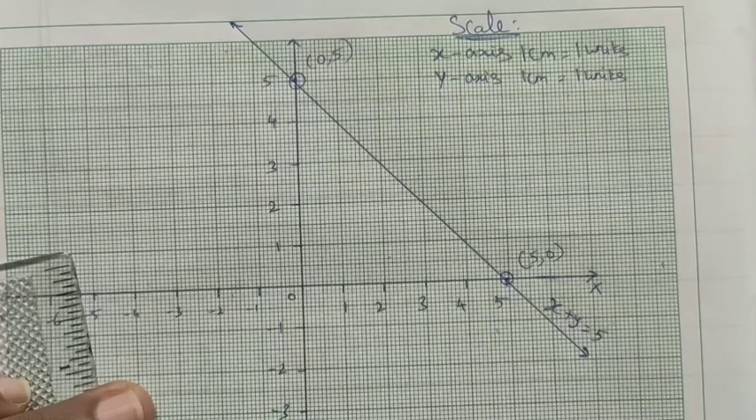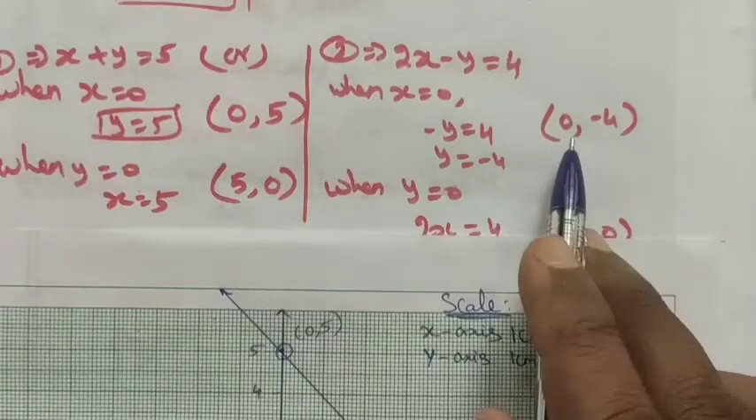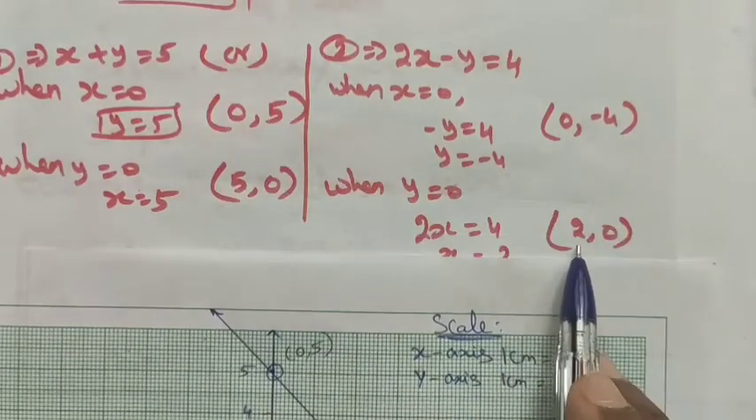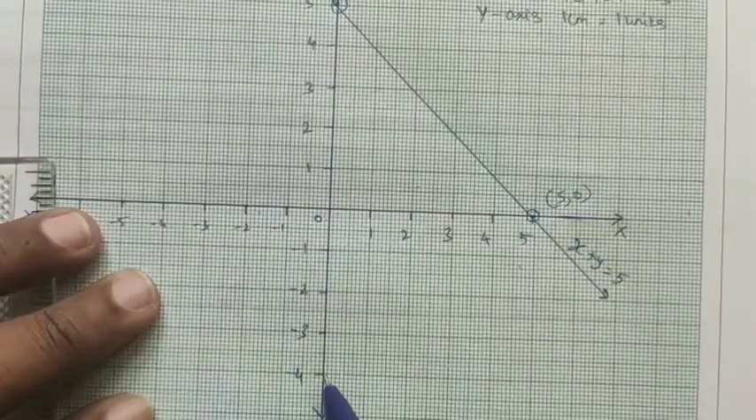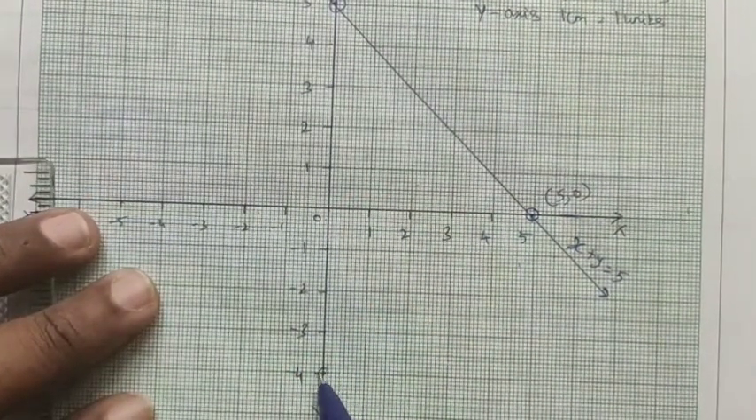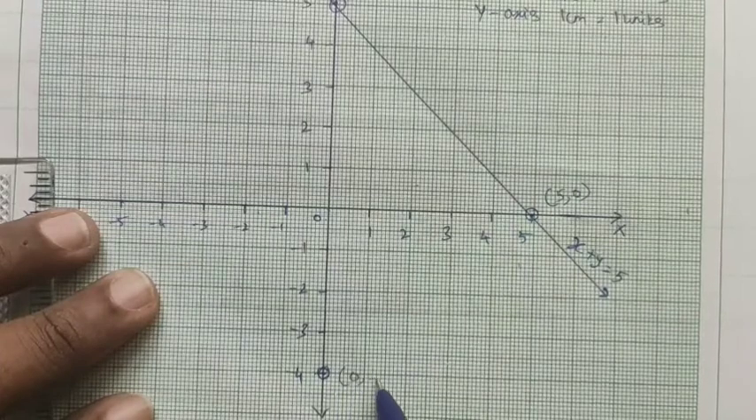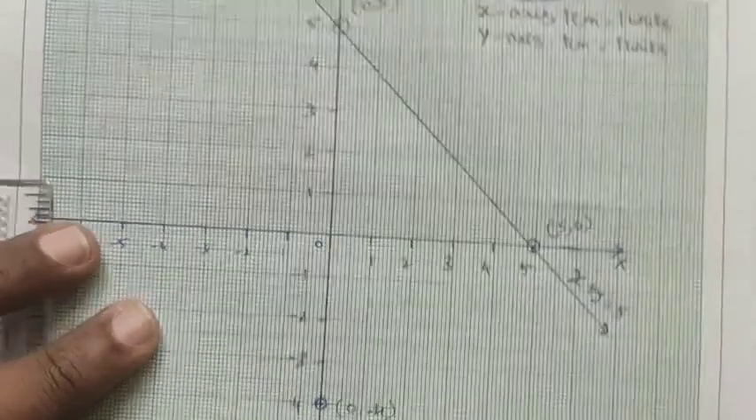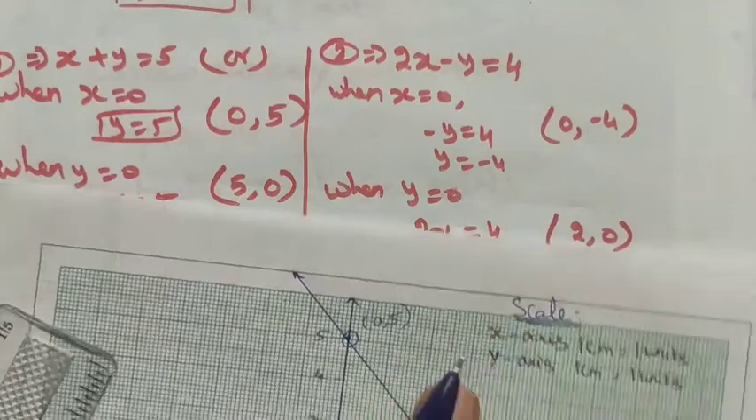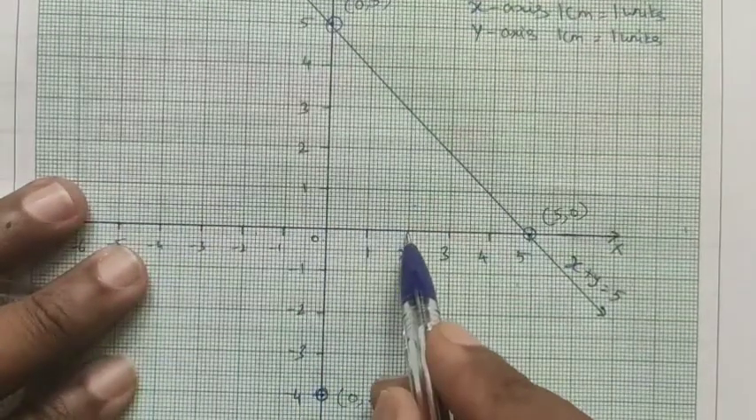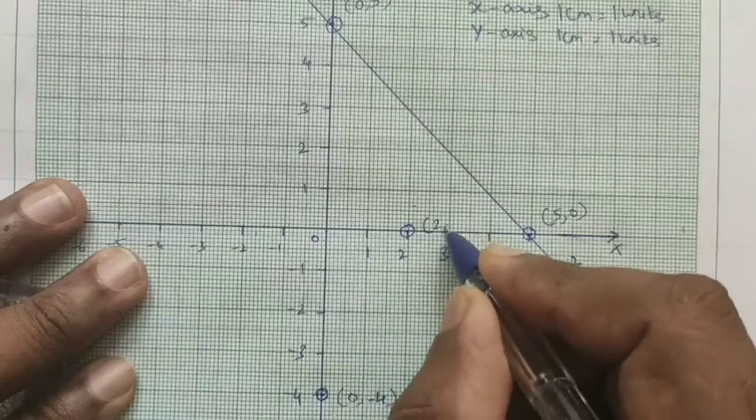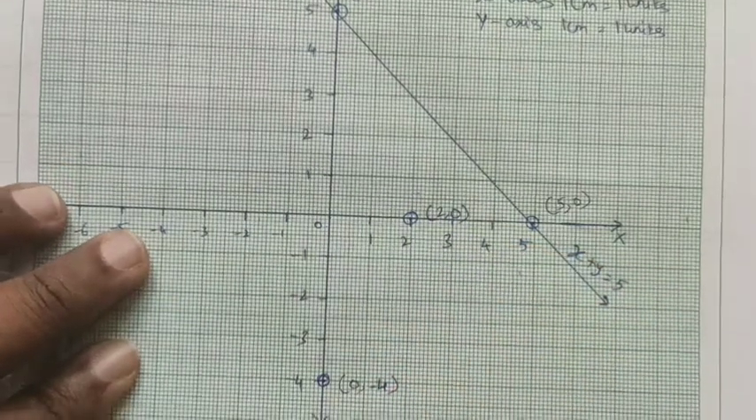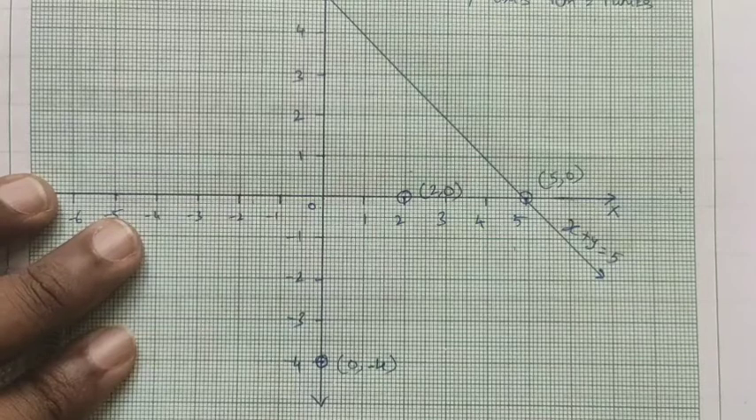Now we want to draw the second equation's points. For the second equation we have 0 comma minus 4 and 2 comma 0. 0 comma minus 4 means x-axis 0, y-axis minus 4, the point lies here. And then the second point is 2 comma 0. X-axis 2, y-axis 0 means the point lies on the x-axis. Now we draw the straight line by joining the 2 points.